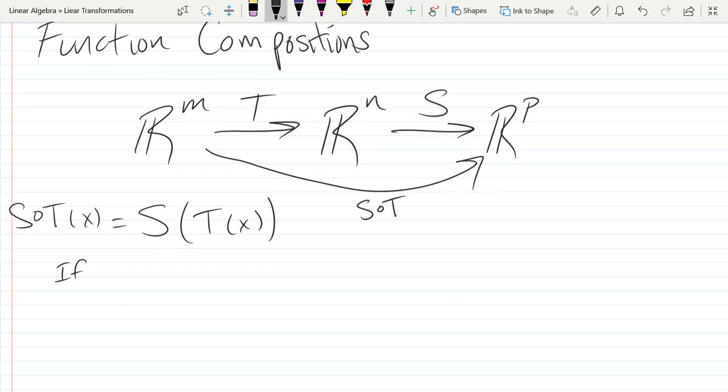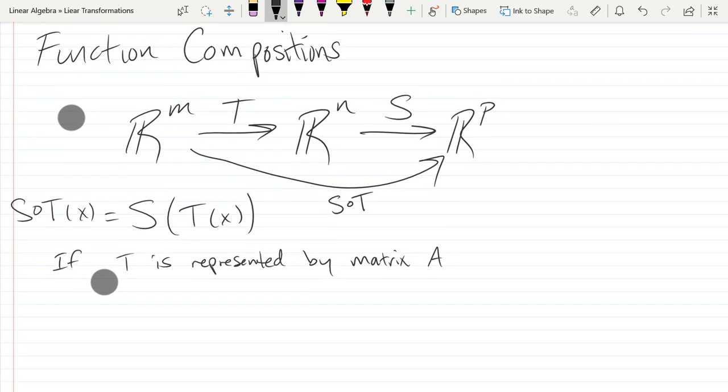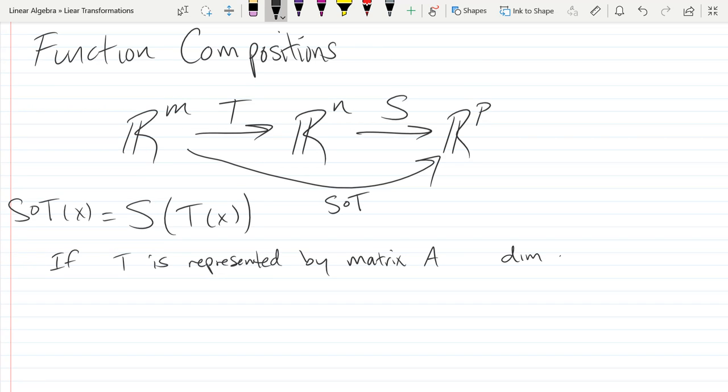So if T is represented by the matrix A, I want you to figure out the dimensions of A. I'll give you a hint, it's either M by N or N by M. You just have to figure out what the dimensions of A are, so it makes sense. So find the dimensions of A. Just think of the size of the vector you're multiplying and then the size of the vector you're getting after you multiply.